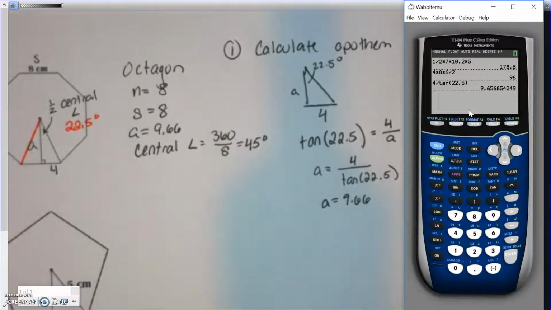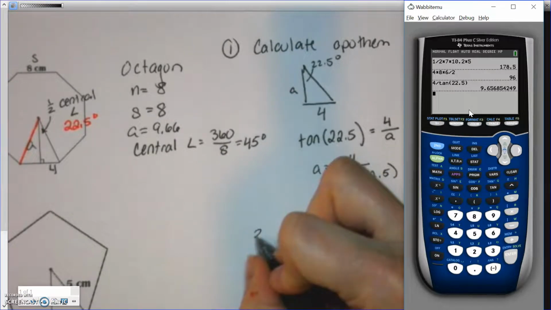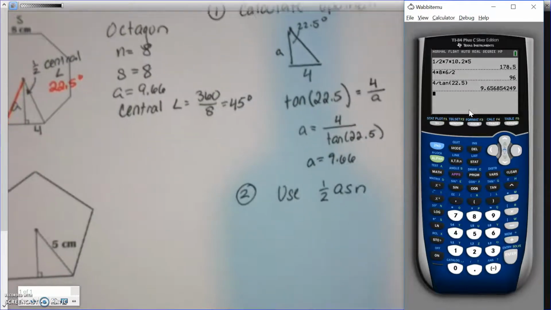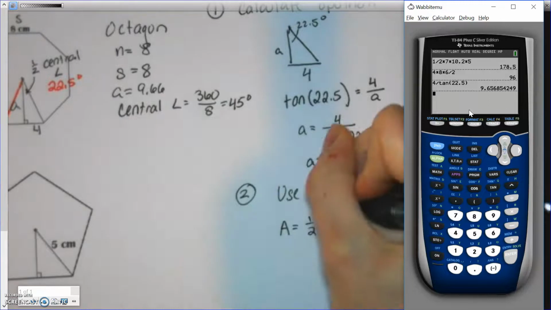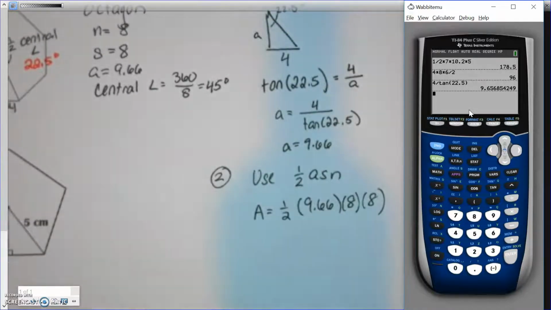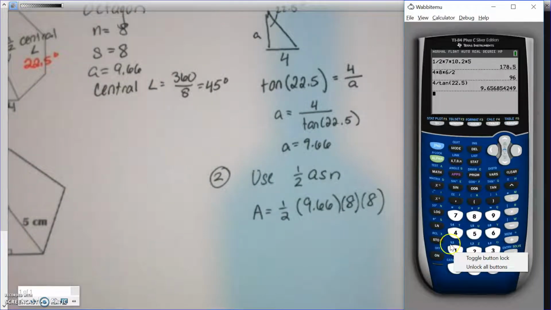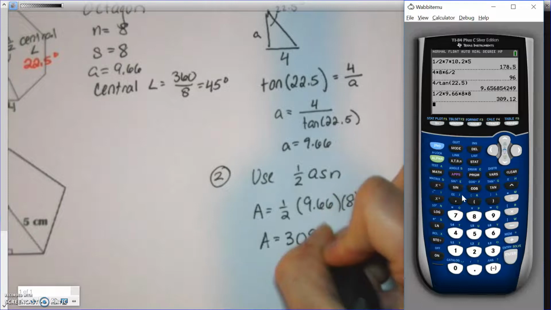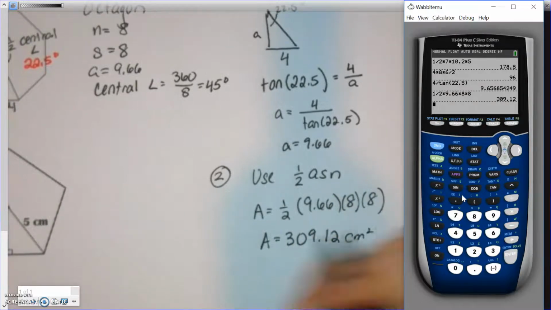Now that we have our apothem, we can use our formula. So our next step will be to use 1/2 ASN. So our area is going to be 1/2. A was 9.66, S was 8, and N was 8. So I can use my calculator. 1/2 times 9.66 times 8 times 8. And we're going to get that our area is 309.12 square centimeters.